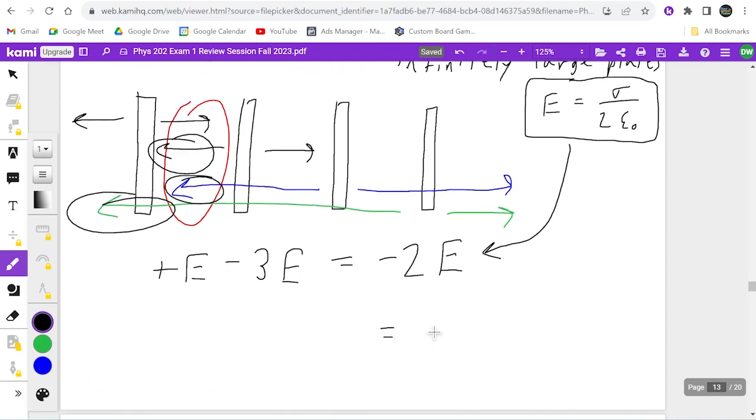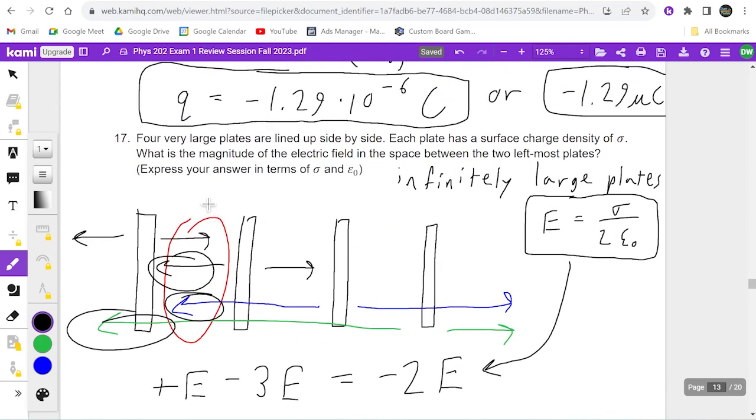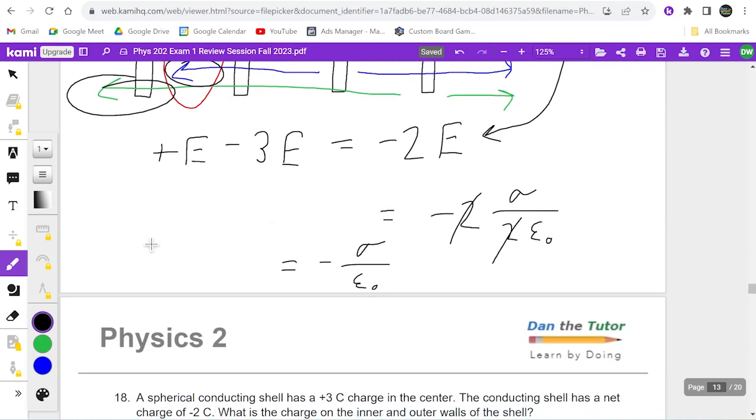So in other words, the answer is negative 2 sigma over 2 epsilon naught. The 2's cancel. You get negative sigma over epsilon naught. And since the question clearly says magnitude, magnitude means make your answer positive. I don't want the negative. So the final answer is sigma over epsilon naught. And I know that's confusing, but hopefully that made sense. And if not, you can just rewatch the video later, and it'll probably make even more sense then.